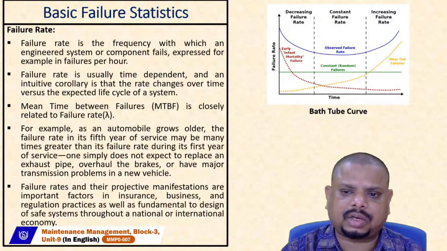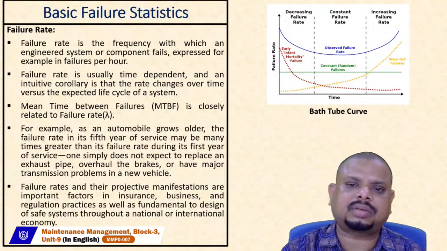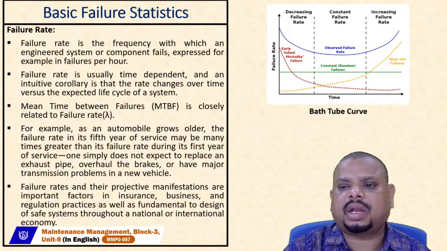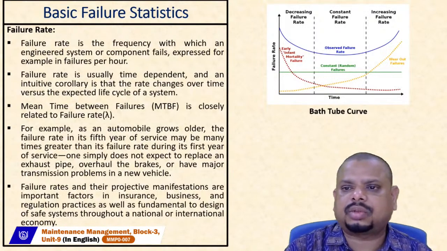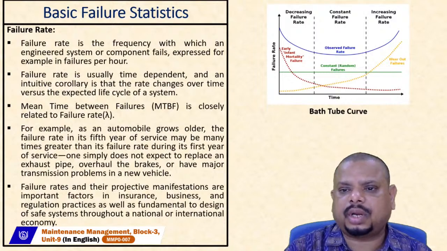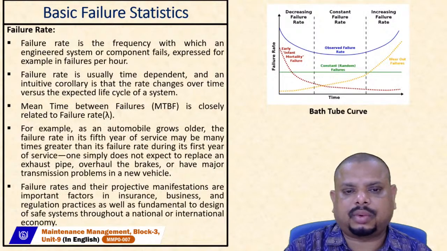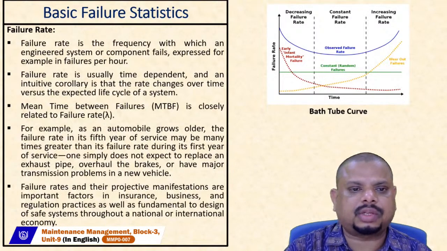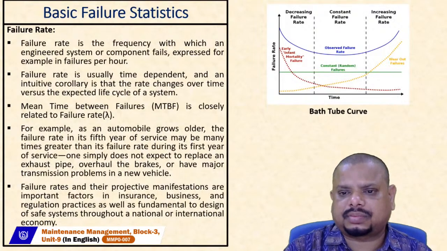So depending upon the bathtub curve, as I told, this basically focuses upon three parameters: the infant mortality failures, constant random failure, and wear-out failure. It depends upon the mean time between failure, which is closely associated with the failure rate, which is denoted as lambda. And whenever you go for the bathtub curve with reference to a number of machines, a number of equipment, it basically analyzes the expected life of the systems.